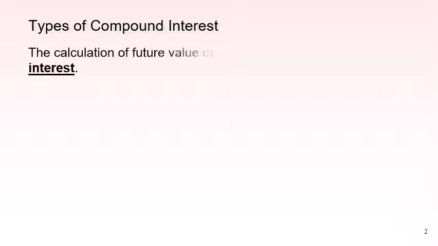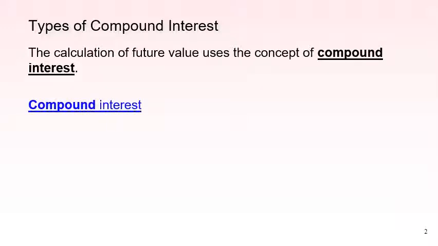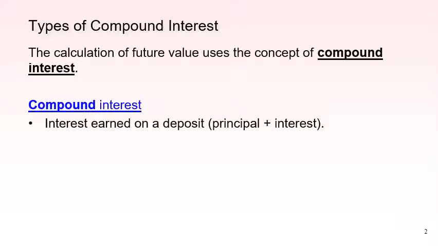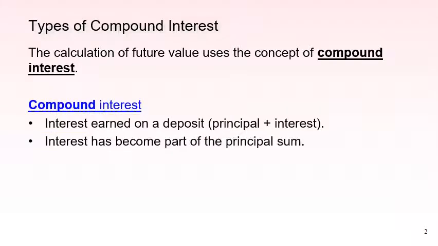Types of compound interest. The calculation of future value uses the concept of compound interest. Compound interest is the interest earned on the deposit. Basically, it is principal plus interest. Interest has become part of the principal sum.